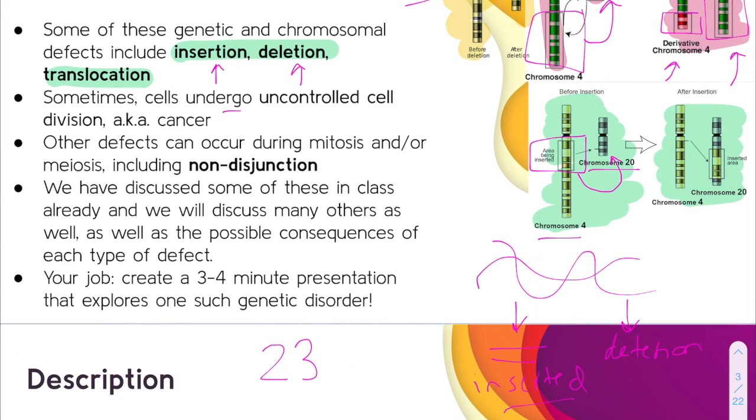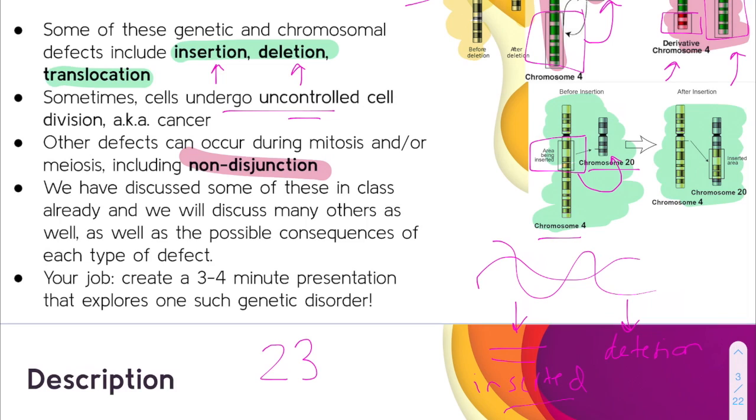We also talked about how cells can undergo uncontrolled cell division, right? AKA cancer, from having a mutation in genes. Also, non-disjunction. It's the failure to separate chromosomes during meiosis 1 or meiosis 2. So we talked about some of these in class, and we're going to discuss many others as well during this unit, and we're also going to talk about some possible consequences of each of these types of defects as well.